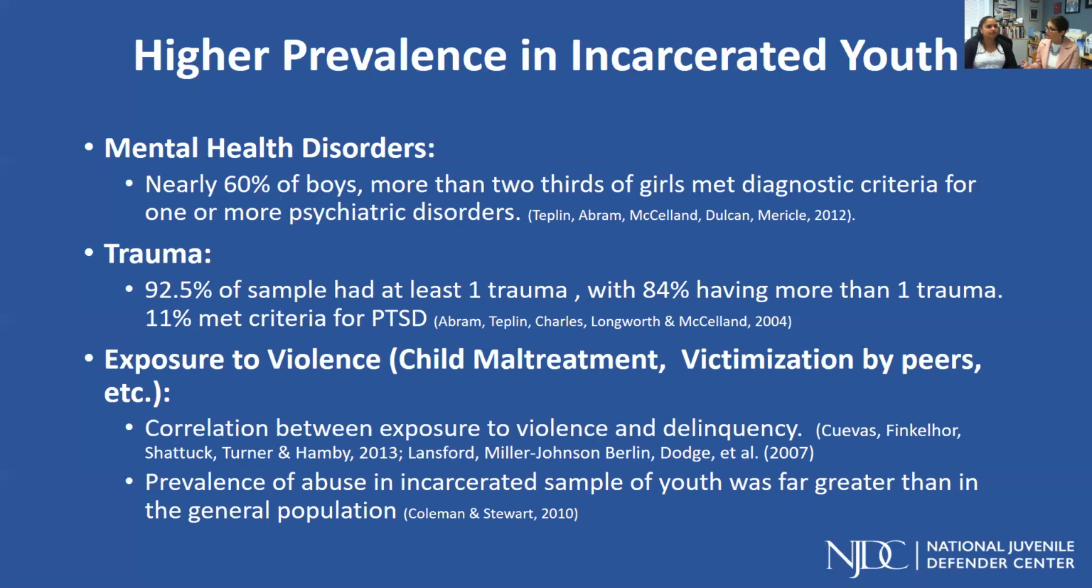So they have high rates of mental health disorders, higher experience of trauma, and also higher exposure to violence and child maltreatment. And there are a couple of studies that look at the correlation between exposure to violence and experiences of being in the delinquency system, as well as a study on the prevalence of abuse in an incarcerated sample of youth that showed that they experienced abuse at much higher rates than young people in the general population. And finally, there are also educational implications.